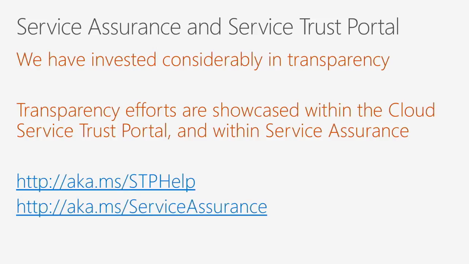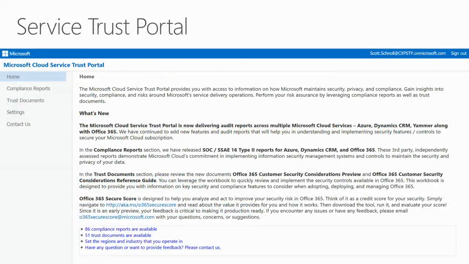Service Assurance is the one-stop portal where you can go for all of our regulatory, compliance, risk, and transparency content and tools. Service Trust Portal is a third-party app. Our trust team developed it, but it's implemented as an Azure third-party app. If you only have an Azure, CRM, or Intune account but don't have Office 365, you would want to go to the Service Trust Portal. If you have Office 365, you're going to want to go to Service Assurance. So Service Trust Portal, this is what it looks like.